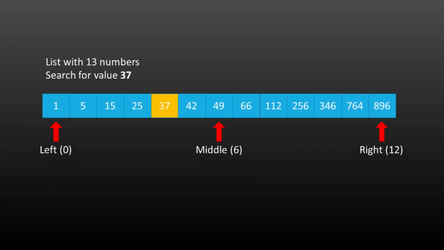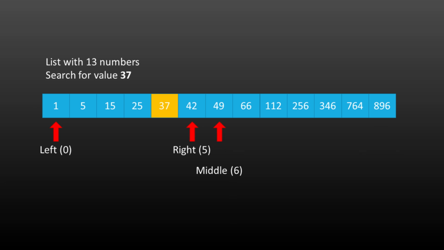Let me use an example to explain the algorithm. Okay, assume that we have a sorted list of 13 numbers and we are searching for the number 37. First we initialize two variables, left and right, to the first and the last index of the list, and then set a variable called middle to left plus right divided by 2 and do a floor operation for the result. So the middle index in this case is set to 6.